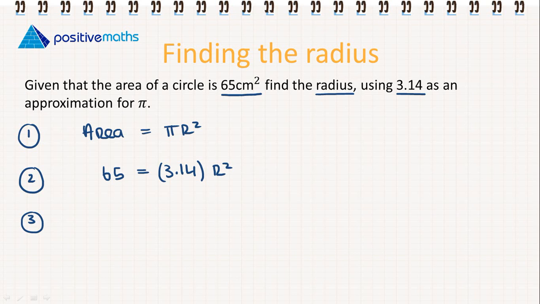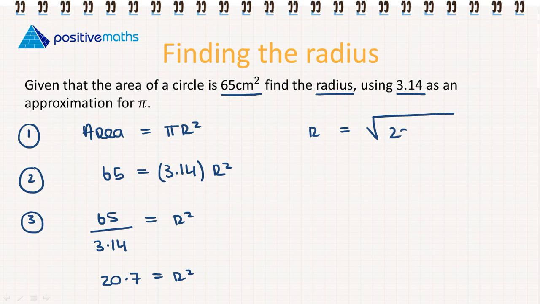Okay, so from here, we solve the equation. So we have 65 divided by 3.14 is equal to r squared. We find this to be 20.7 is equal to r squared. So r is going to be equal to the square root of 20.7. So we find our radius to be 4.5497 centimeters.